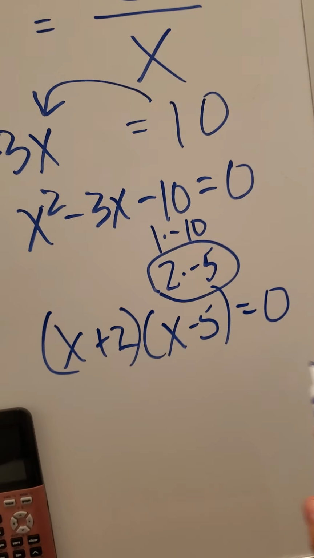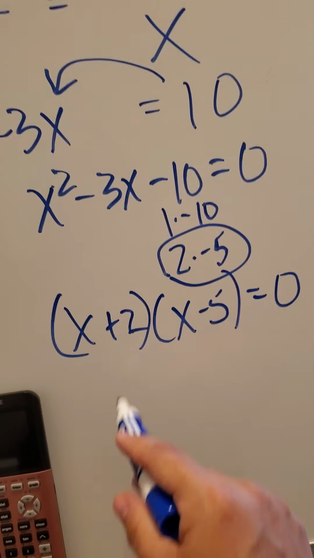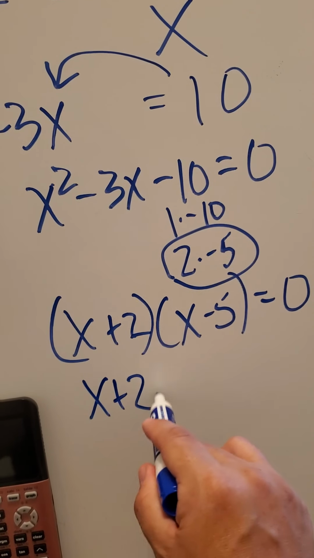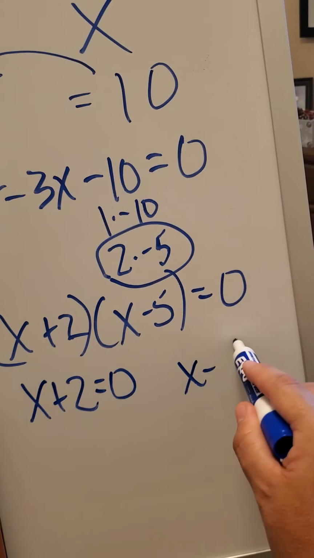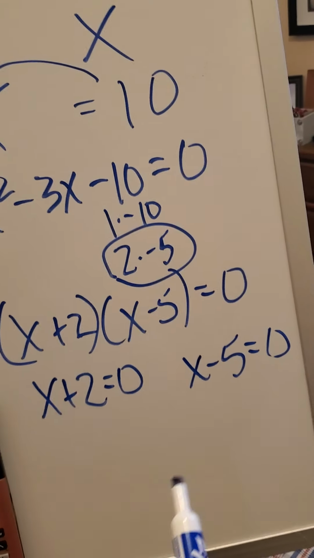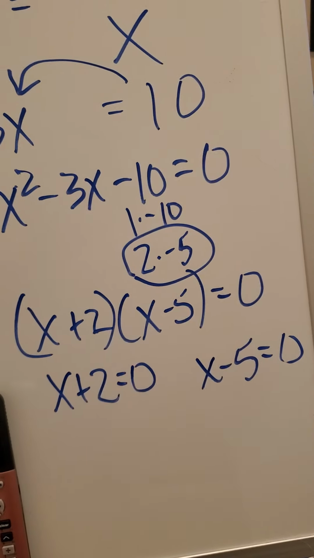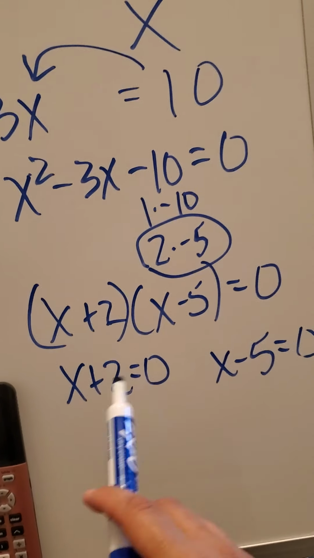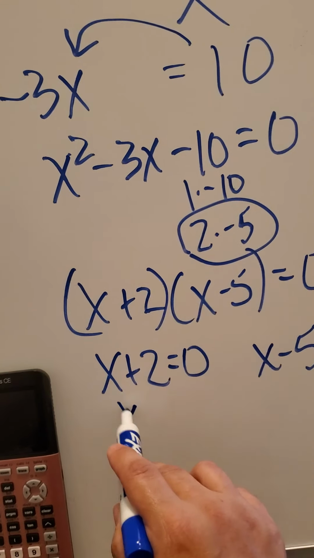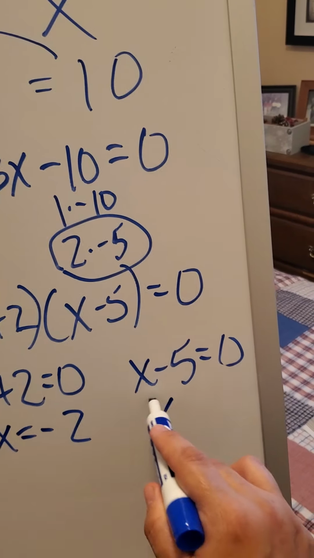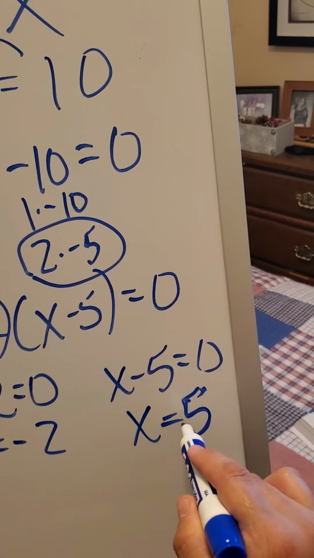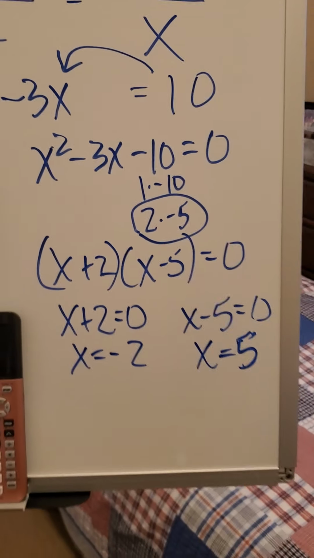Now, since I have an equals 0, I can solve. So I can say x plus 2 equals 0 or x minus 5 equals 0. Now, the reason we do that, we know when we multiply two numbers together to get a 0, one of them has to be a 0, right? So that's why we do that. So then I would subtract 2 and get negative 2 and add 5 and get positive 5. So those would be my solutions to that equation.